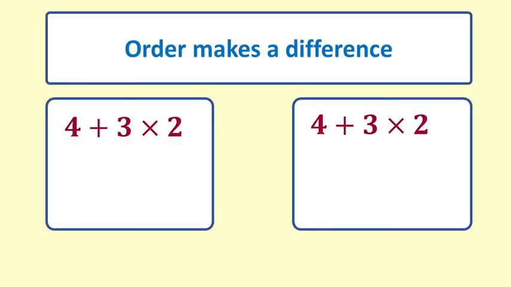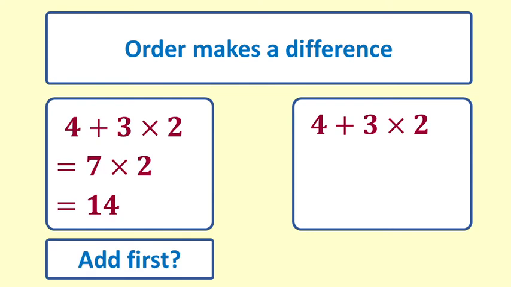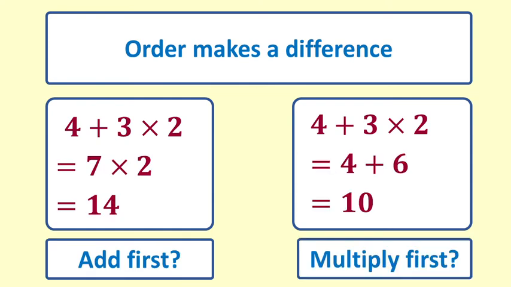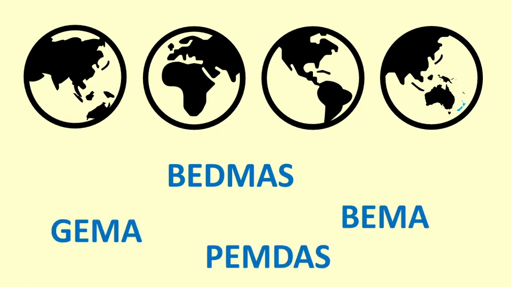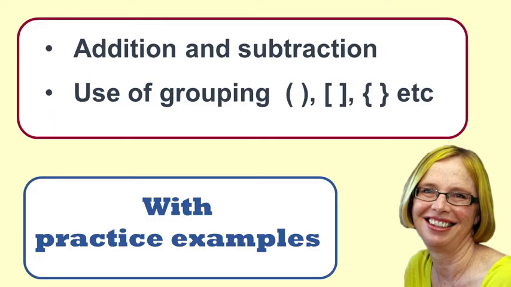For example, with 4 plus 3 times 2, it could equal 14 if we do the adding first, or 10 if we do the multiplying first. In different countries, people teach using acronyms such as BEDMAS, BODMAS, PEMDAS, and a little saying about please excuse my dear Aunt Sally. In this video, we will cover addition, subtraction and grouping.